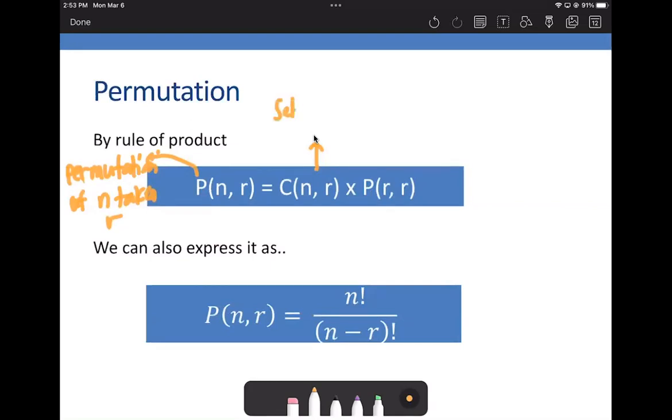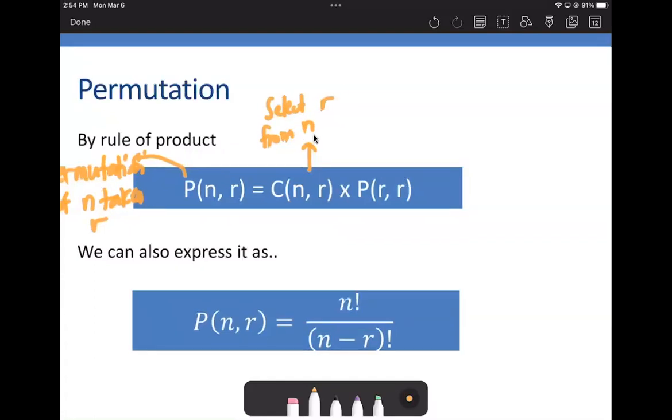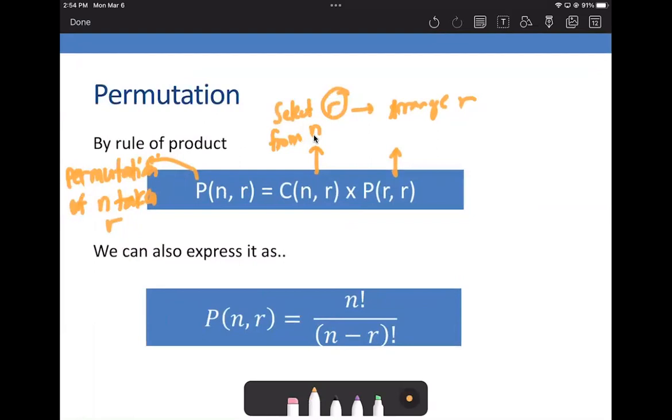So essentially what we do here is we just select r from n distinct objects. And after selecting r, we are going to arrange them, and that is permutation. So we select r from n and then we arrange r. You can see that we have two tasks here, and hence we can apply the product rule. We first select r objects from n, and then arrange them.